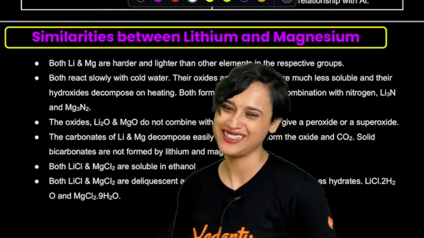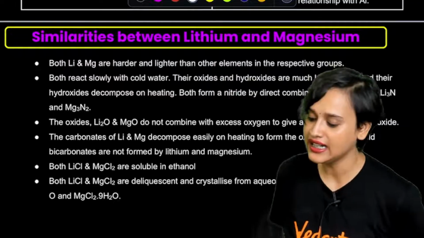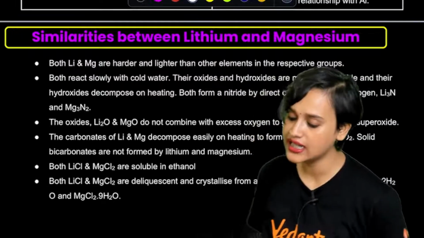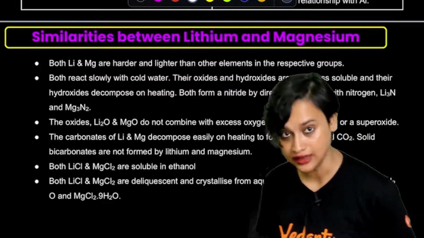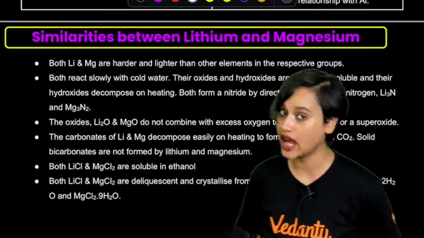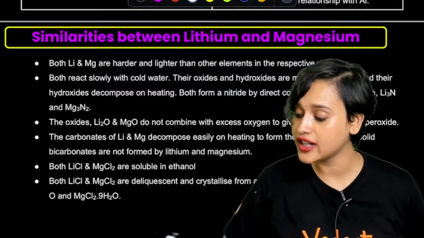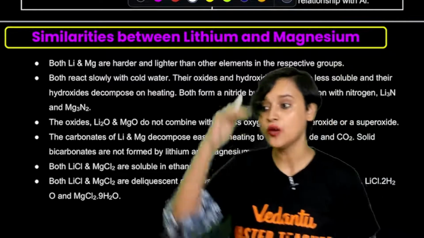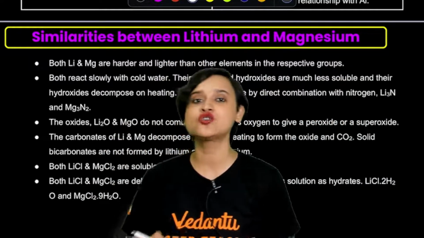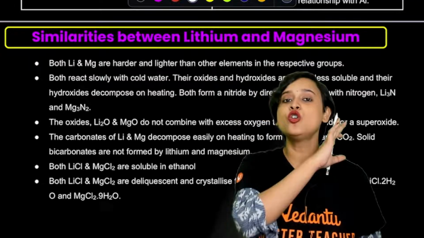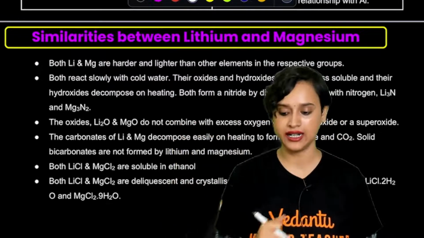We also know about it, right? And then we also know that they decompose on heating. The hydroxides that decompose on heating both form a nitride by direct combination with nitrogen, right? Whereas in the group 1 elements, you saw that apart from lithium, nobody else was forming a nitride, isn't it?